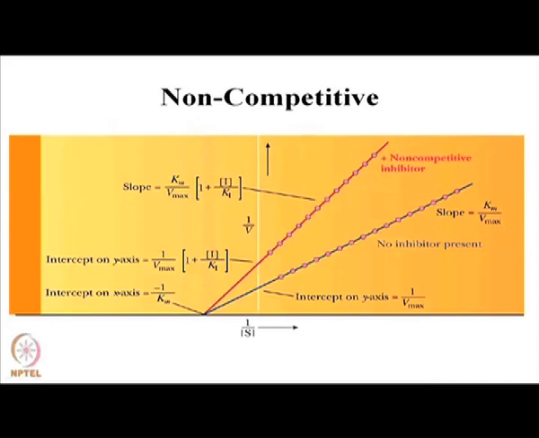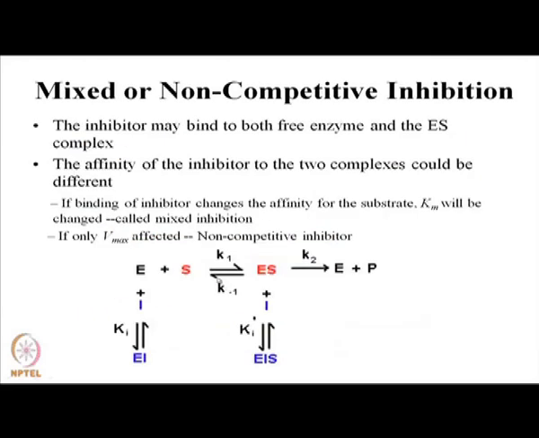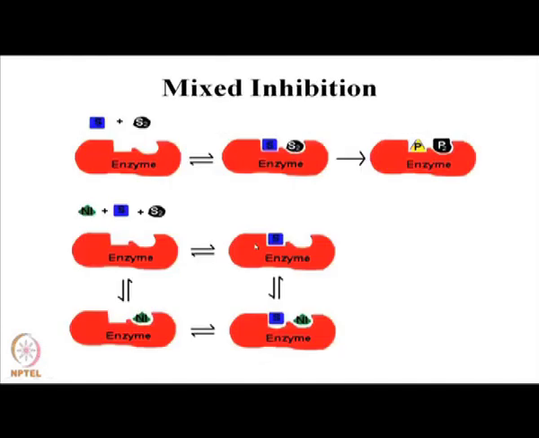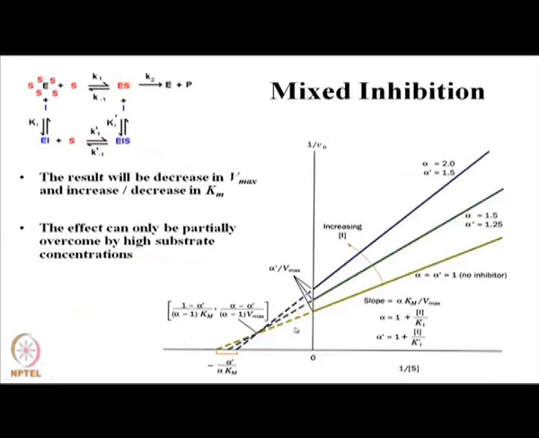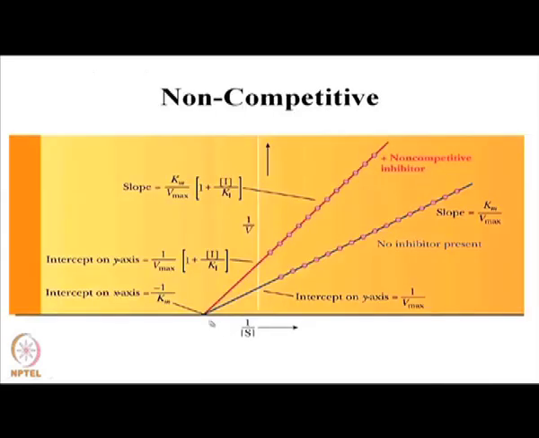So, in general non-competitive inhibition, you see no inhibitor present, this one. Non-competitive inhibitor, you see it is here. Okay. Km is remaining the same. So, this is a non-competitive inhibition. If Km is affected, it is called mixed inhibition. You see here Km is affected. Okay. So, here Km is not affected, so it is called your non-competitive inhibition.